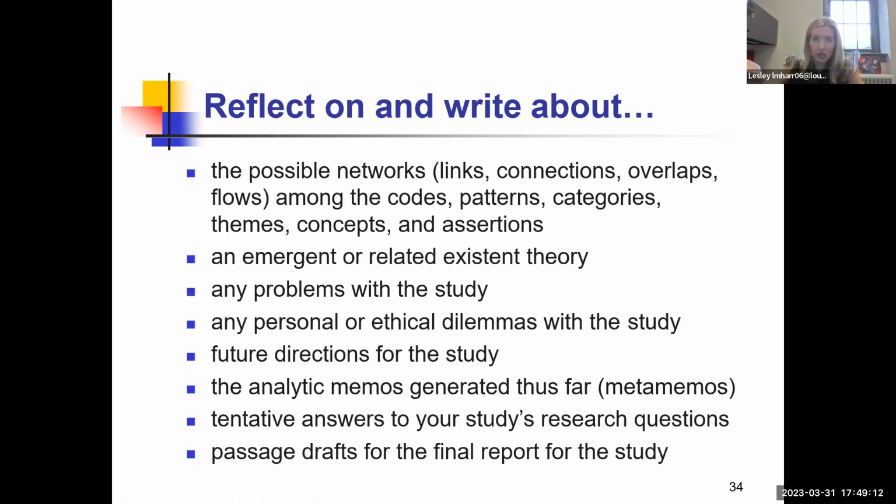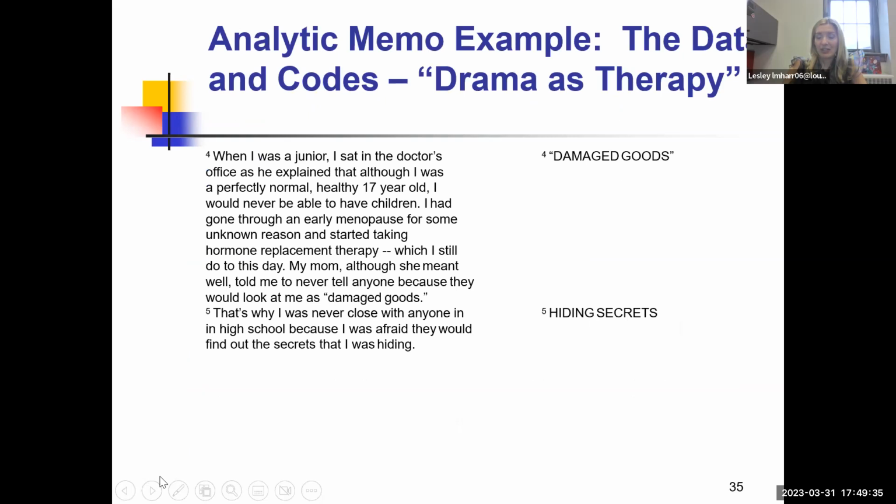We could dive back in the literature and look at extant theory. We could look at any problems that we're having with the study. We can also write about personal and ethical dilemmas. We can write a meta memo, which is a reflection on the collection of all of our memos. It helps us get to some tentative answers related to our research study questions. When I'm memo writing, I usually like to do it in a messy way where I'm not thinking too hard. I will usually go back and revise my memos over and over again. I really like to engage in a process where I have my research questions really close by to me so that I'm not getting too far off topic.